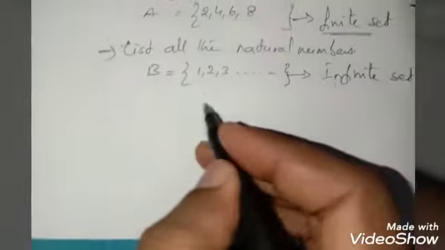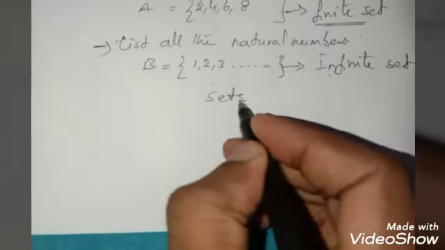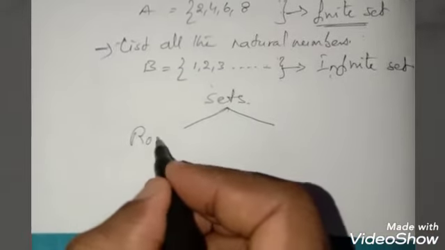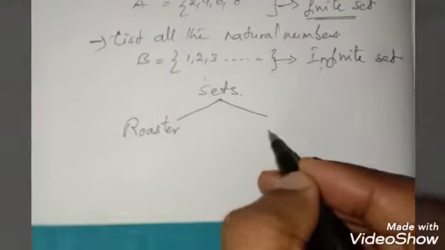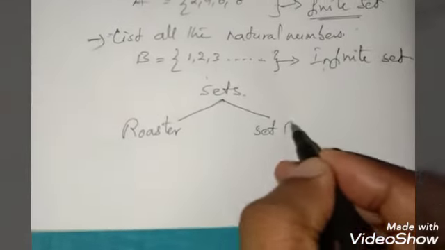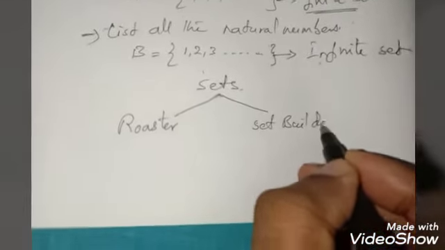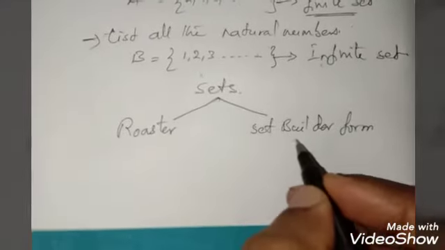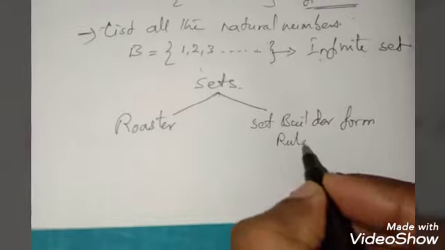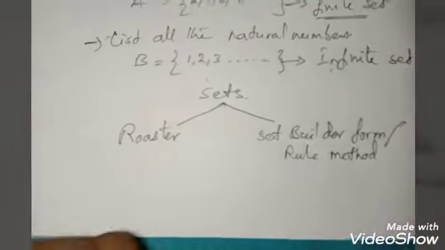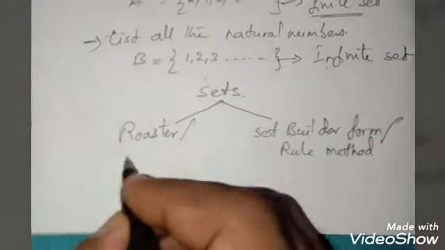Next we are representing the sets in two forms. The first one is roster form and the second one is set builder form. Or we can call this a rule method. We can call the roster form a tabular method.